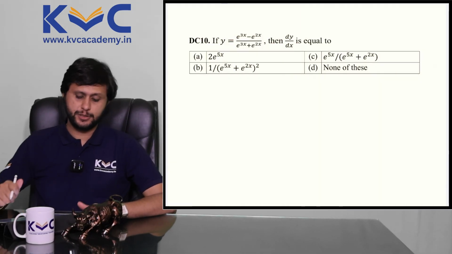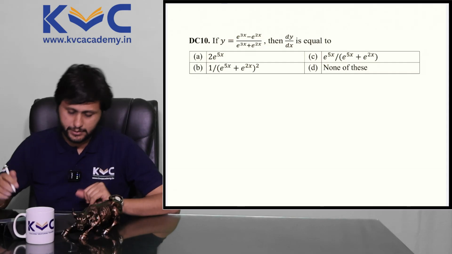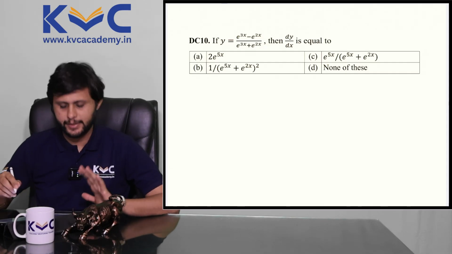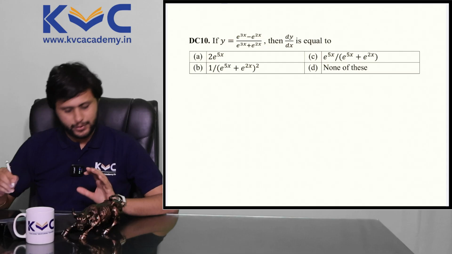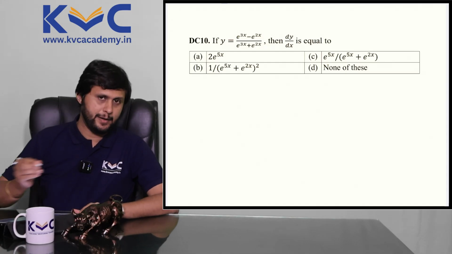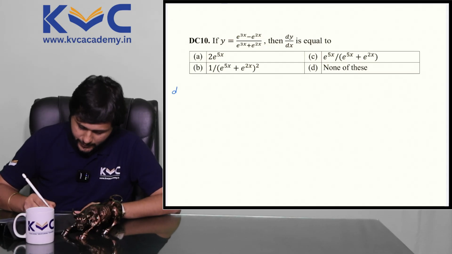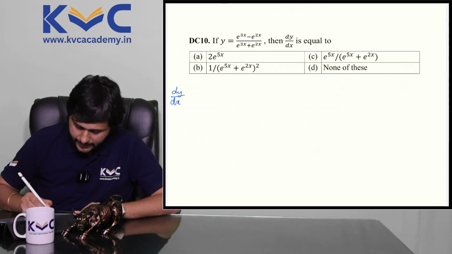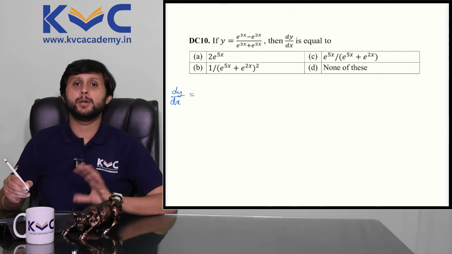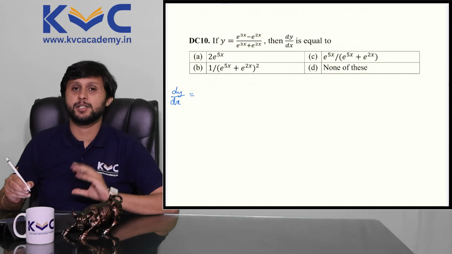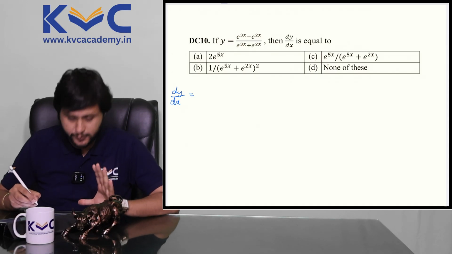Moving on to the next question, we have y is equal to a fraction. There we go. We have numerator, we have denominator. Which rule? Quotient rule. We'll start from left side, okay? Because we know it is going to be lengthy. Dy by dx equal to. What do we do when you have function divided by function? Differentiation of numerator. First differentiation of numerator.